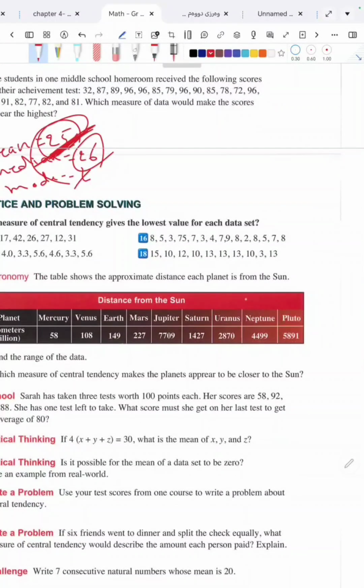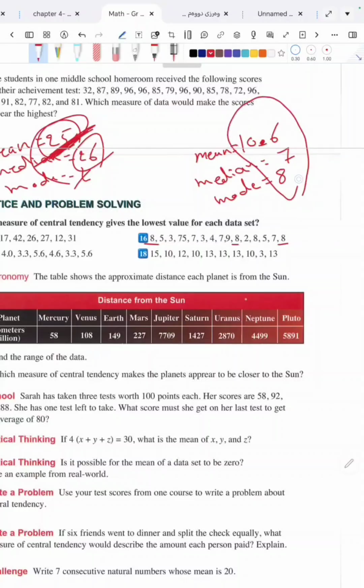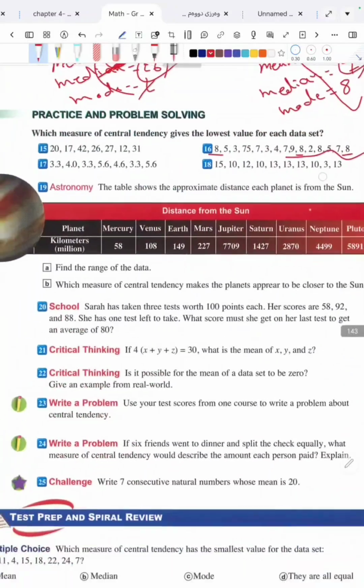For the other one, question 16, when you solve it, mean equals 10.6. Add them, then divide by how many data you have. For median, order them, equals 7. For mode, which equals 8, because 8 is repeated three times. Okay, which one has the least value? Median. So we will say median has the lowest value.